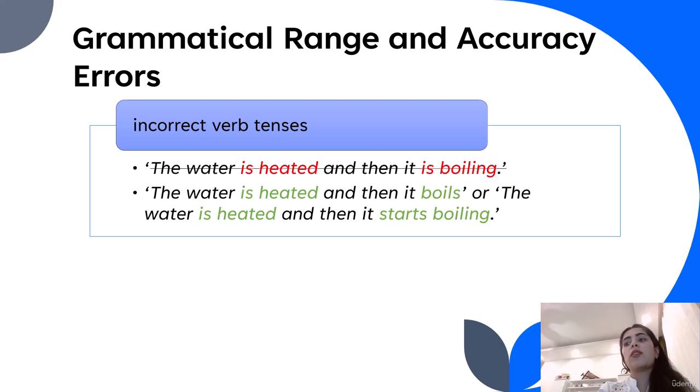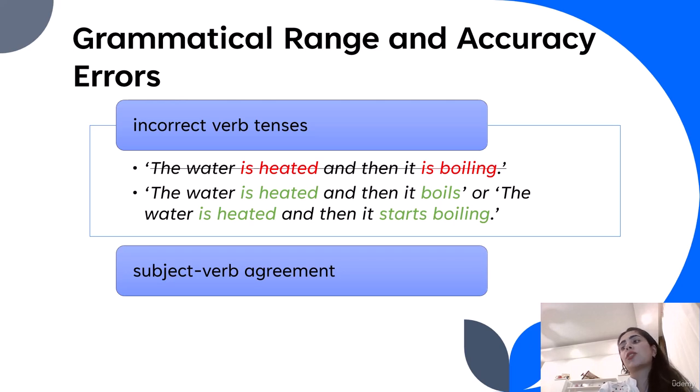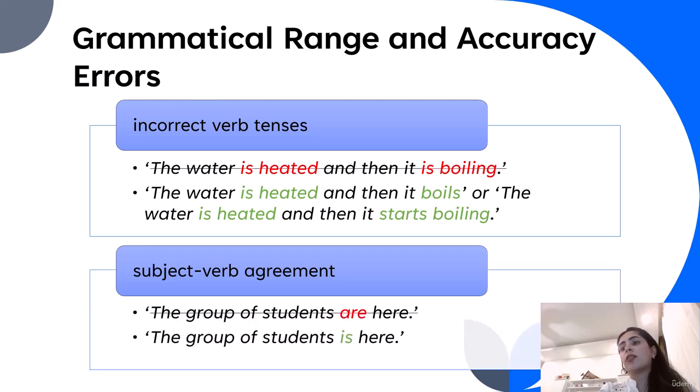Another frequent error is subject-verb agreement, such as saying "the group of students are here" instead of "the group of students is here," since group is a singular noun. Pay attention to these details because even minor grammatical mistakes can impact your overall score.